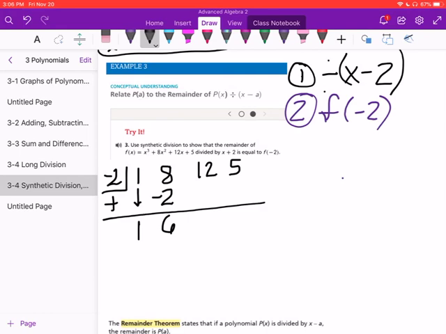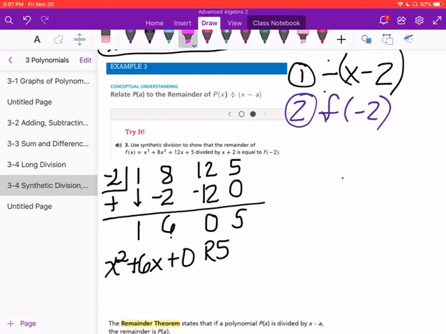And then negative 2 times 6 is negative 12. 12 plus negative 12 is 0. Negative 2 times 0 is 0. And 5 plus 0 is 5. So when I divide f of x by x plus 2, I'll get x squared plus 6x plus 0. You don't have to write the plus 0, but it's there, with a remainder of 5. And it tells me that something's happening with the remainder here, so I'm just going to highlight that and we'll see what's going on.